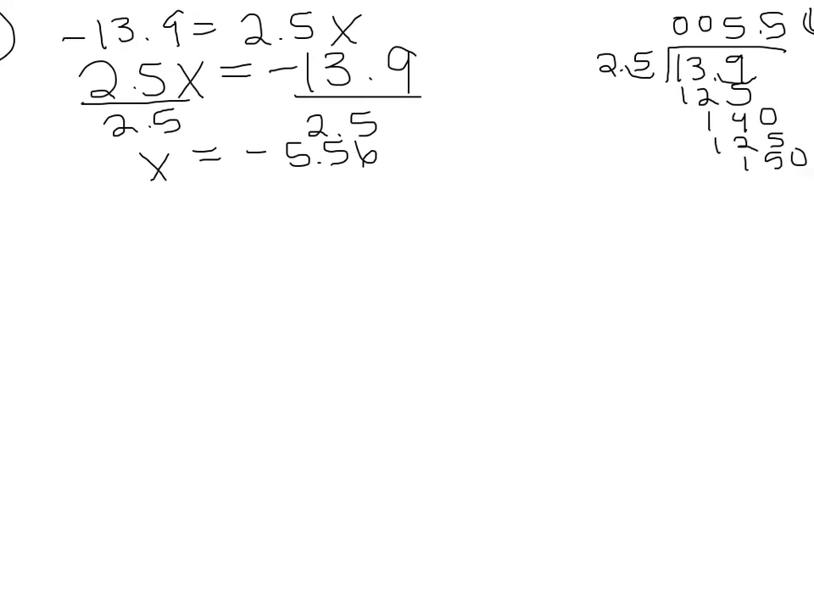Now, you need to show that you're using your inverse operation. So if something is being multiplied, the inverse operation is to divide, and you need to have your answer. Be careful. In this case, our answer is x equals negative 5.56. The answer is not just negative 5.56. It's x equals negative 5.56.